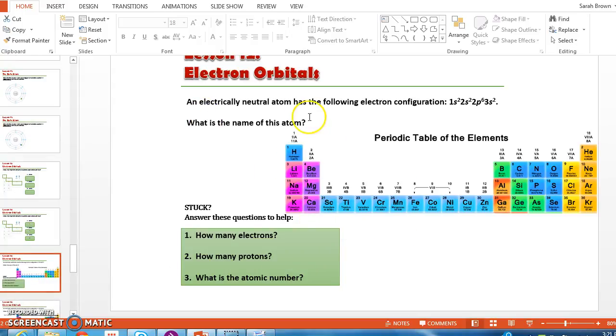An electrically neutral atom has the following electron configuration: 1s2, 2s2, 2p6, 3s2. What is the name of this atom? And you can use the periodic table to help you with this. Or if you're stuck, you can answer these questions as well. How many electrons? How many protons? What is the atomic number? So these are 2 things you can use. You don't have to use both of them to get the answer.